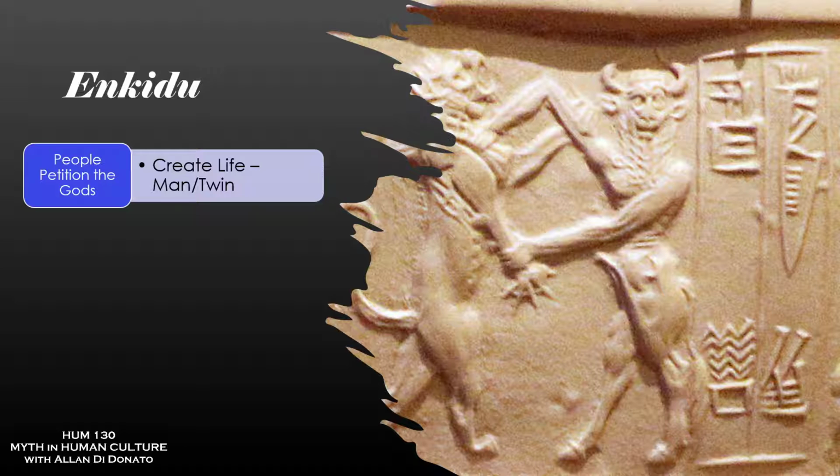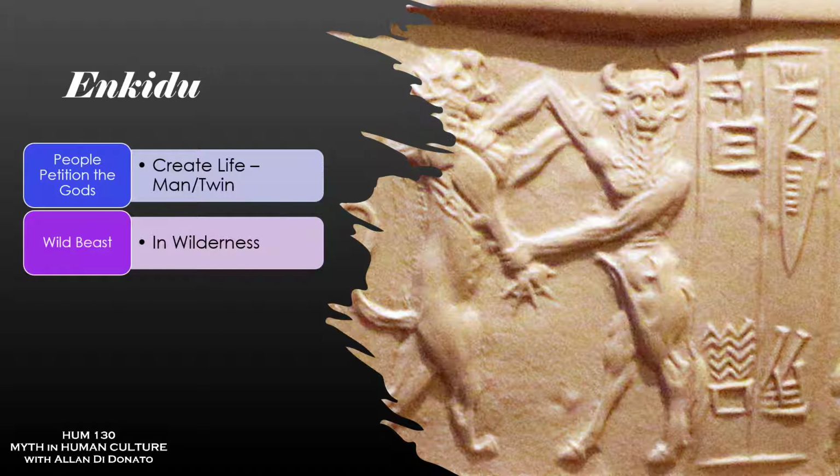Okay? So the gods are petitioned. They create a new life, a twin to Gilgamesh. But what they do with him is they place him in the wilderness. They don't send him to Uruk. So when he's first introduced to the world of the earth, he's a wild man. He's living like an animal.